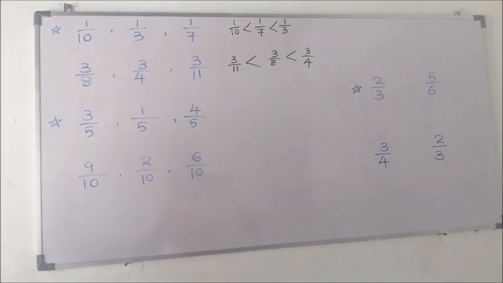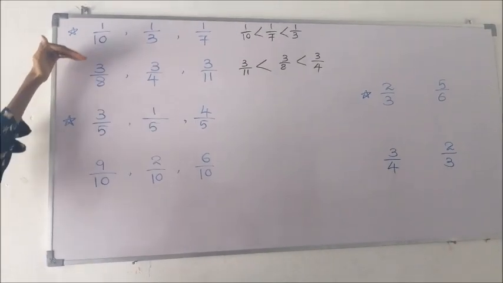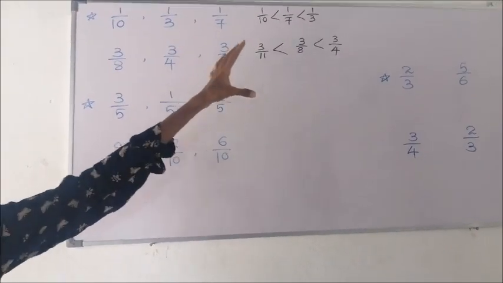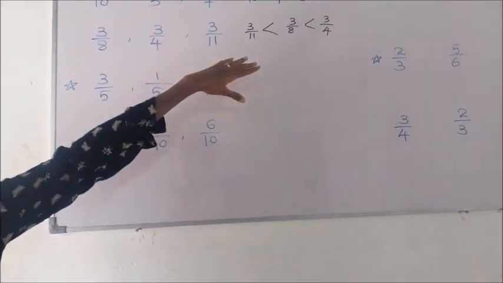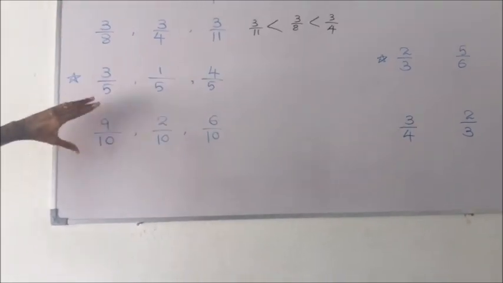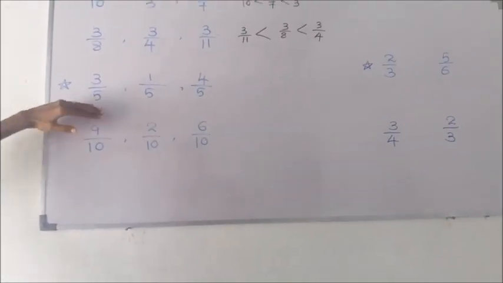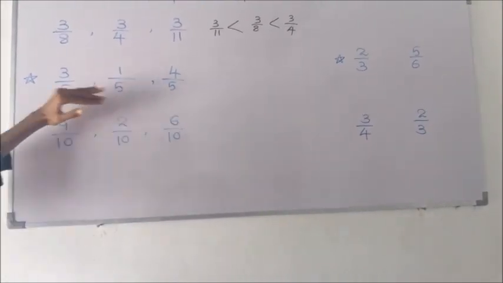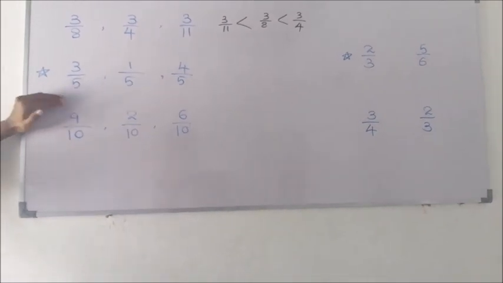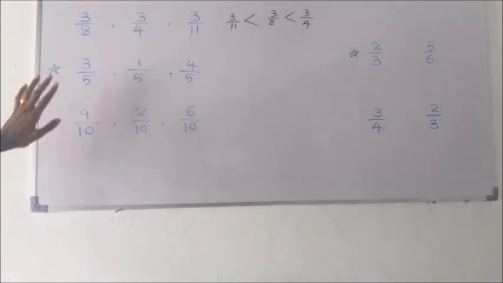Next, children, now in these two examples, the numerators are same. At that time, you think practically and get the answers, okay? Compare the fractions. But here, children, we can see the denominators are same. When the denominators are same, it's a little easy. It's easier than the previous one, okay?